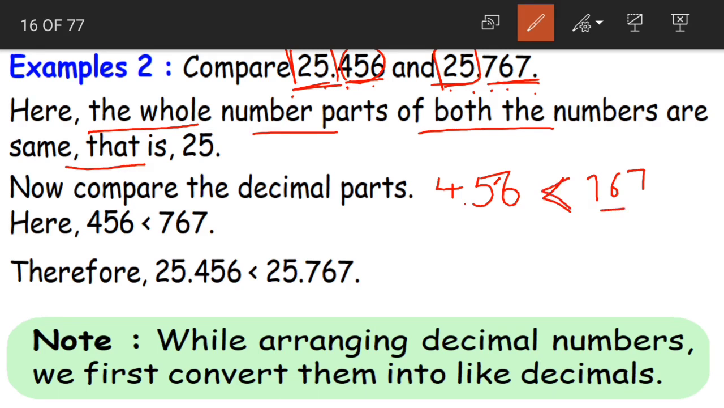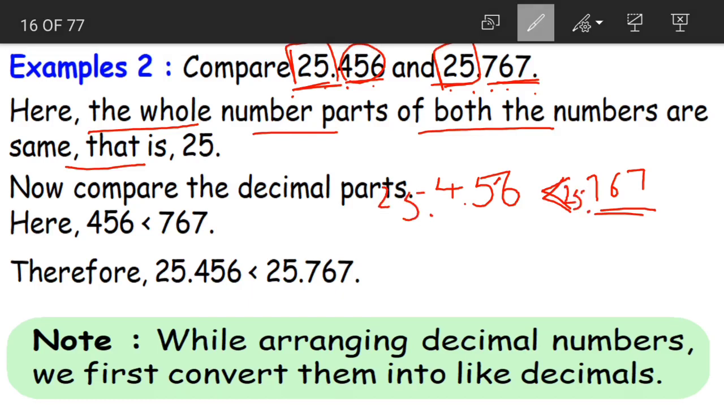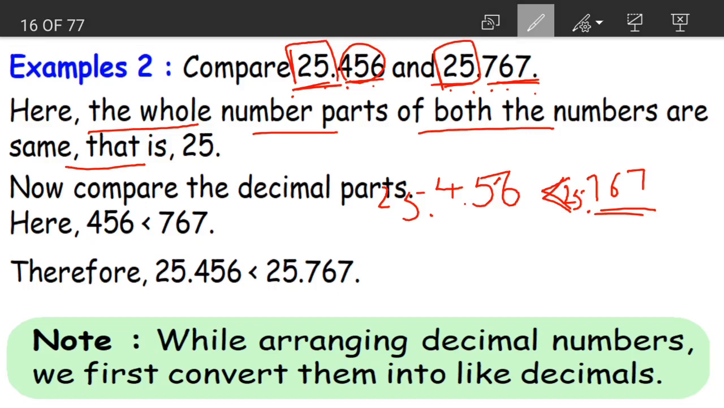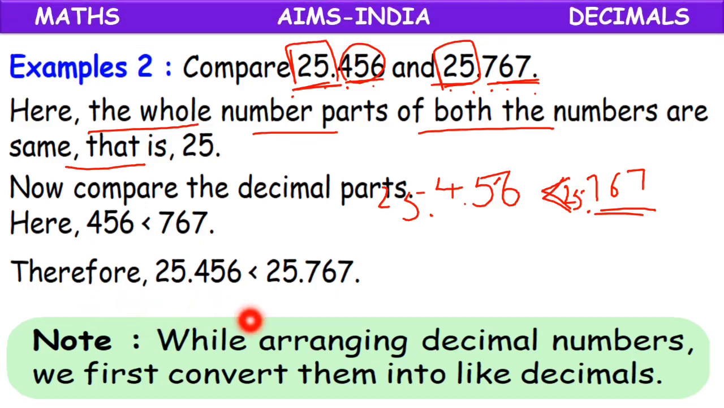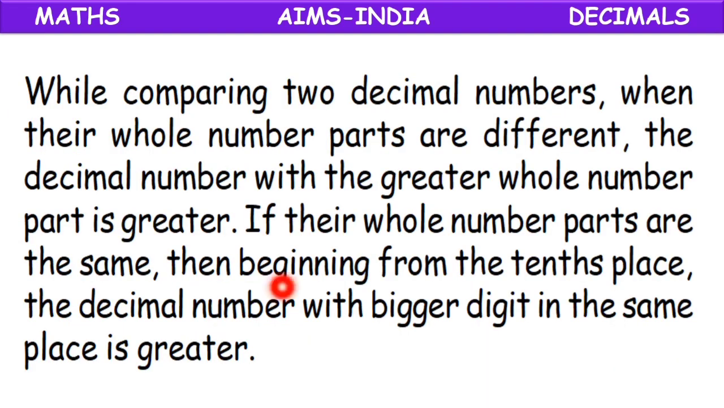456 is less than 767. Yes, so that is why the decimal number 25.456 is less than the decimal number 25.767. Understood? Again, what is their note? While arranging decimal numbers, we first convert them into like numbers.